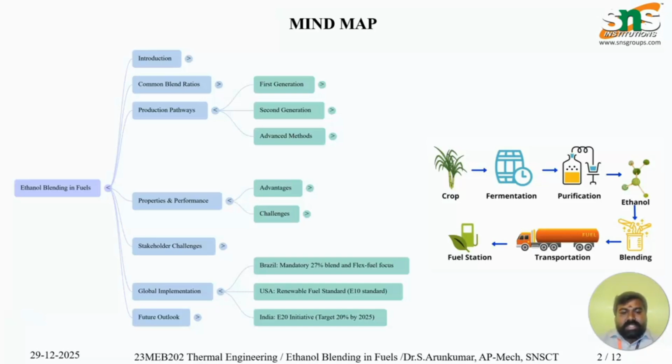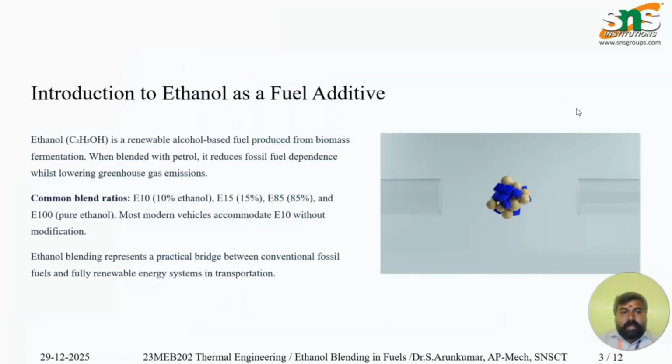we are going to discuss some challenges faced and stakeholder challenges, and global implementation examples: Brazil, with a mandatory 27% blend and flex fuel focus, the USA Renewable Fuel Standard with E10 standards, and India's E20 initiative, that means a target of 20% by 2025, and some future outlooks. In this way I am going to discuss the ethanol blending in fuels topic.